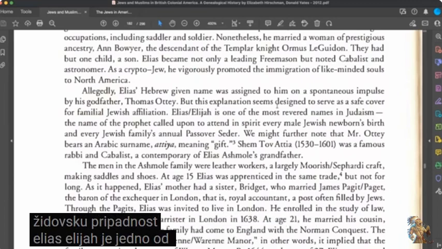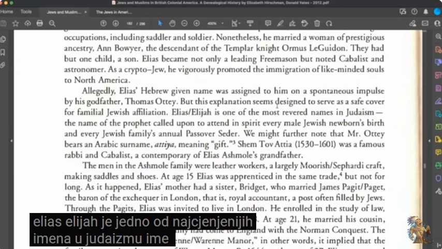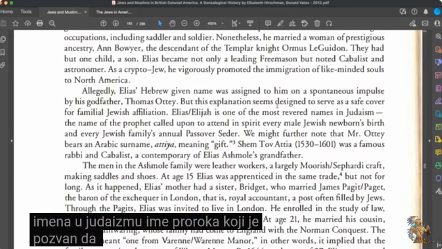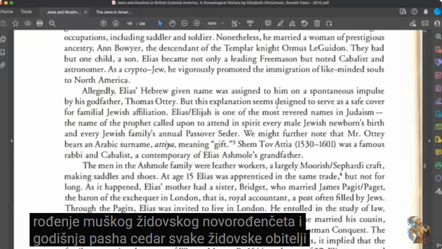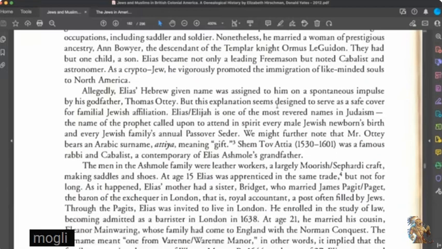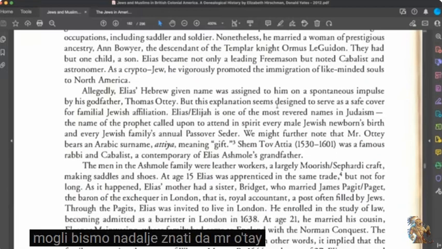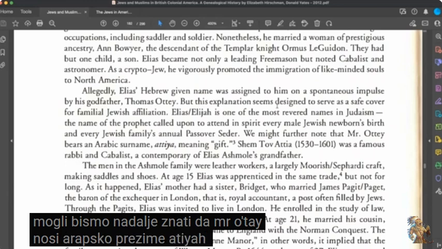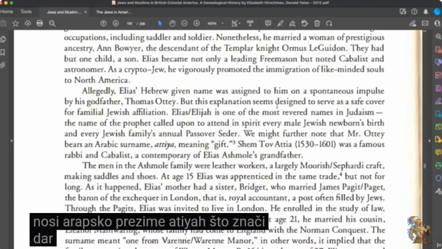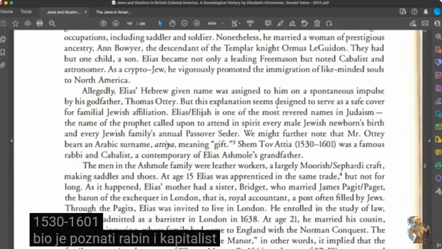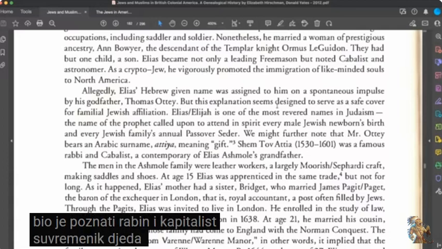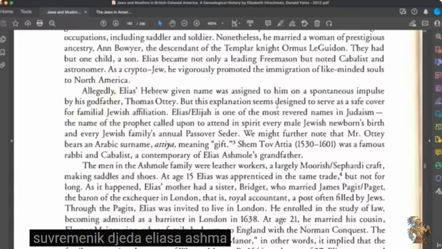Elijah is one of the most revered names in Judaism, the name of the prophet called upon to attend in spirit every male Jewish newborn's birth and every Jewish family's annual Passover Seder. We might further note that Mr. Otay bears an Arabic surname, Atiyah, meaning gift. Shem Tov Atiyah, 1530 to 1601, was a famous rabbi and Kabbalist, a contemporary of Elias Ashmole's grandfather.